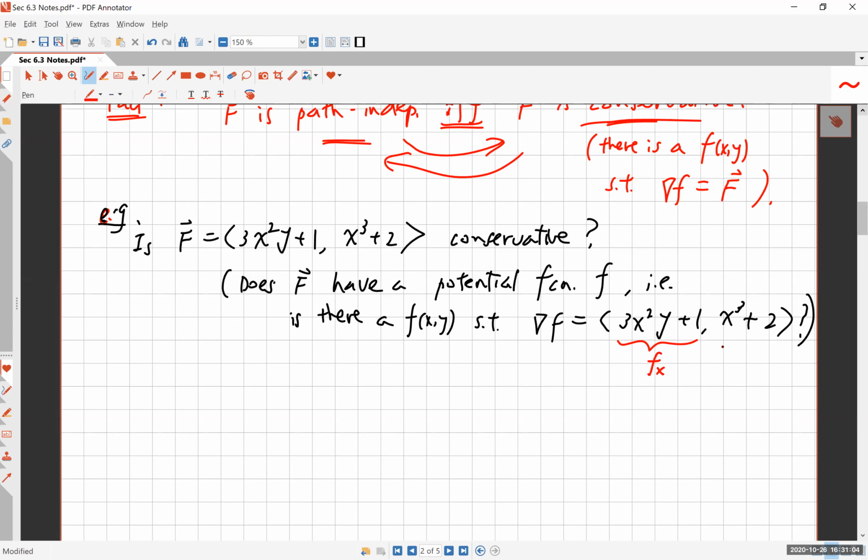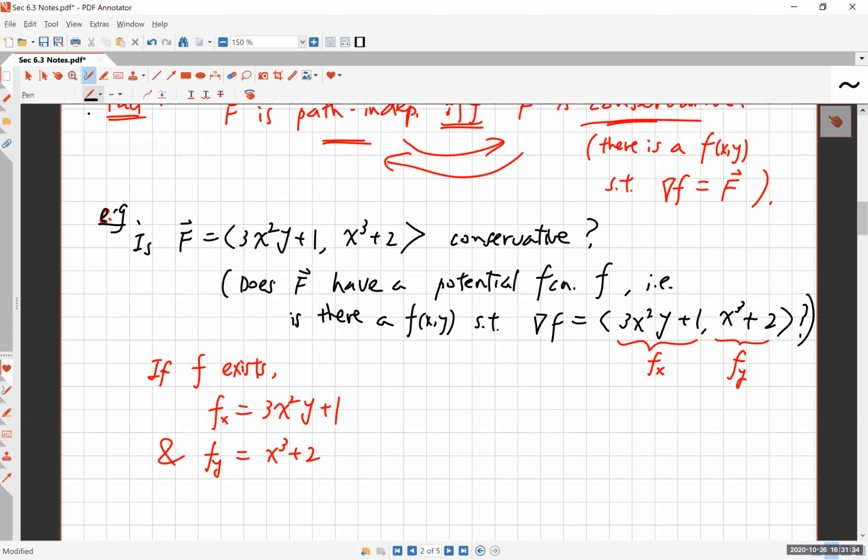You know that this has to be f_x, the partial of f with respect to x. You know this is the partial of f with respect to y. So here is the idea. If f exists, now we don't know if it does or not, what we know is that f_x must be 3x squared y plus 1. And, important, both of them have to be true. f_y has to be x cubed plus 2.